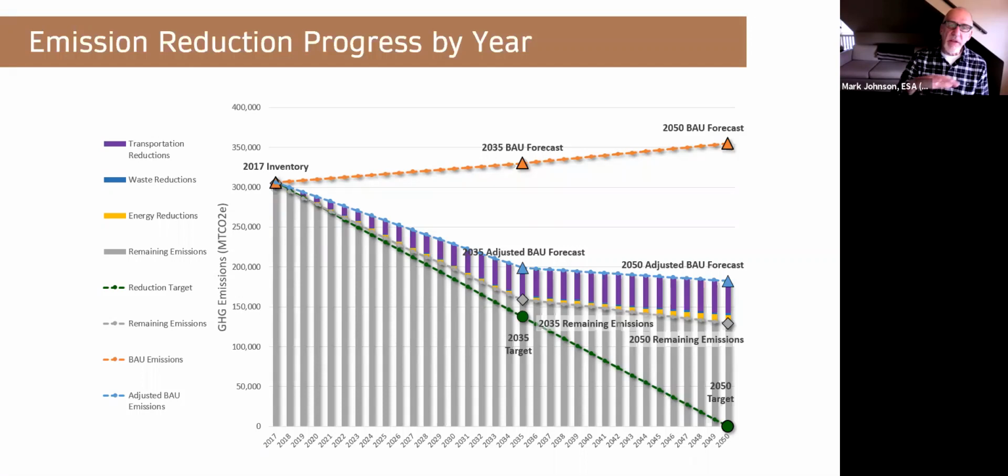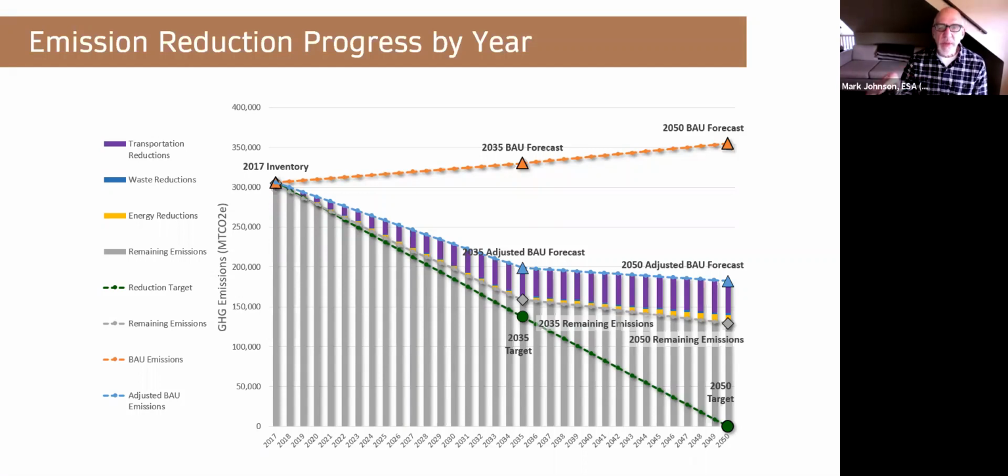The orange line that you see at the top is what we call a business as usual forecast, and that's just taking the 2017 forecast that we have and adding the population and the employment that we're expecting to get a number for the future. This is where we would be in the future if we did nothing and everybody just kept doing things the way that they were doing in 2017.